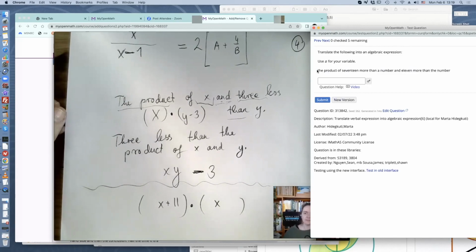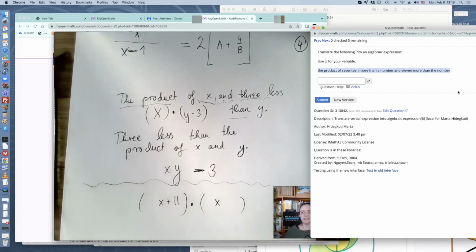Next up, use X for the variable. What is the product of 17 more than a number and 11 more than the number? Oh, it just occurred to me that X plus 17, you just swap them, don't you? You get away with addition. Okay, let's see the next one.